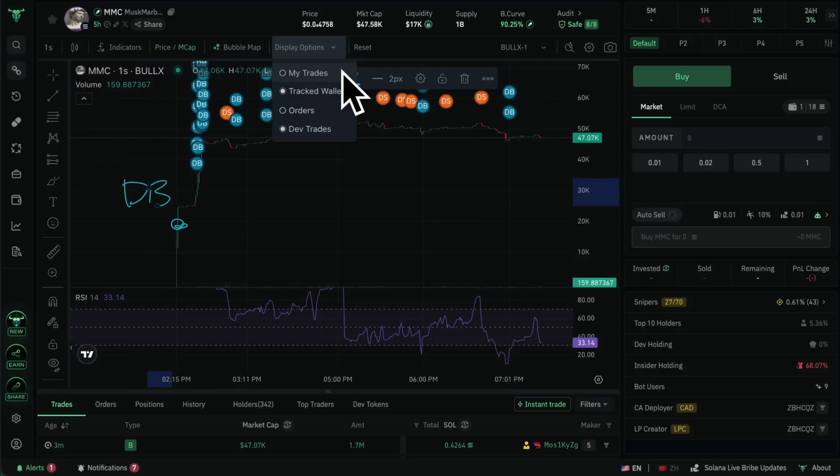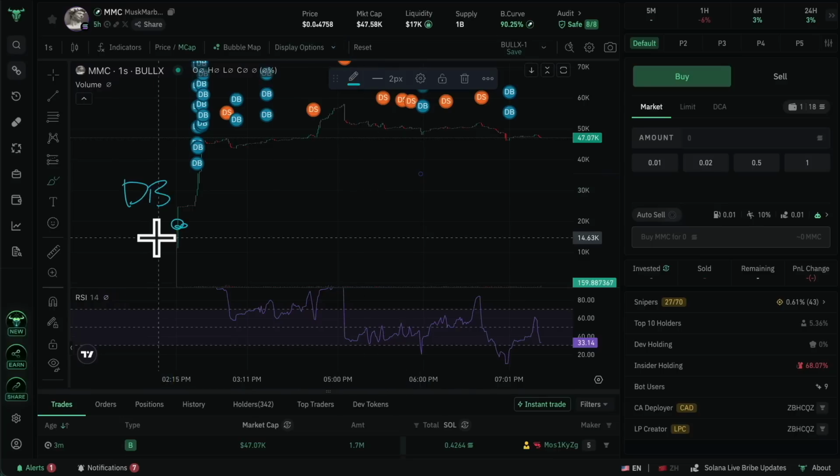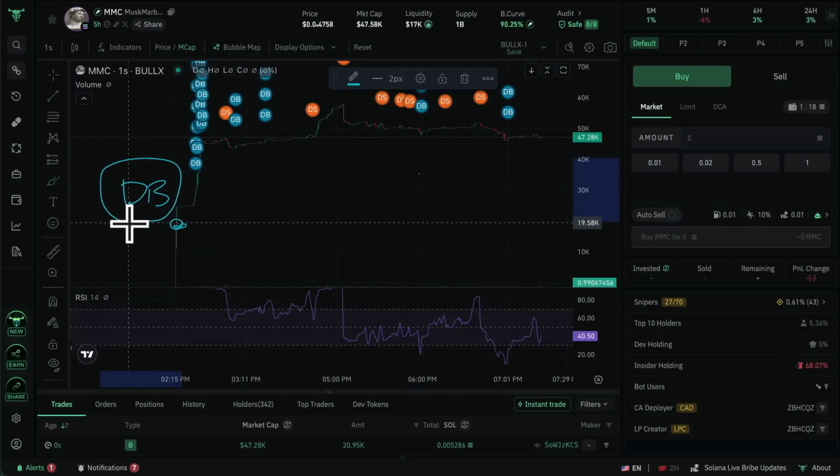And by the way, if you click on display options here, you can add that. You can add your trades, tracked wallets, your orders, limit orders, which we'll get on to in just a minute, and then dev trades as well. So you can actually add those here. So you'll see a DB sign for dev trades. So usually dev buys at the beginning.